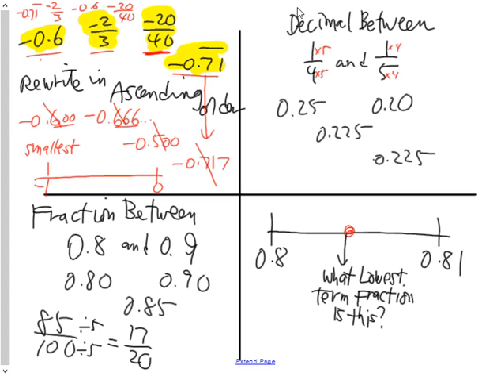And finally, your last one, what lowest term fraction is this red dot? If I add an insignificant zero, or a couple insignificant zeros, I should say, I haven't changed the value. I just added insignificant zeros. So now I have 0.800 and 0.810. And I know the decimal that exists between those two is going to be 0.805, right? And once I have that, if I read that as being 805 thousandths, that is the fraction that exists on that red dot midway between the two.